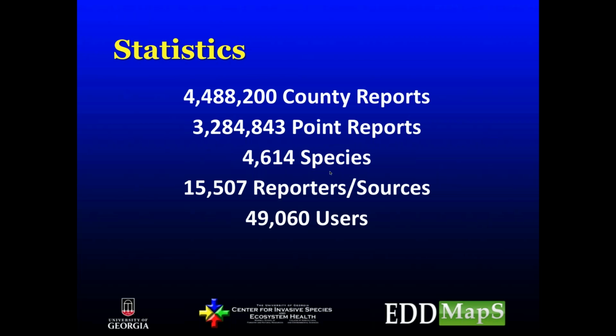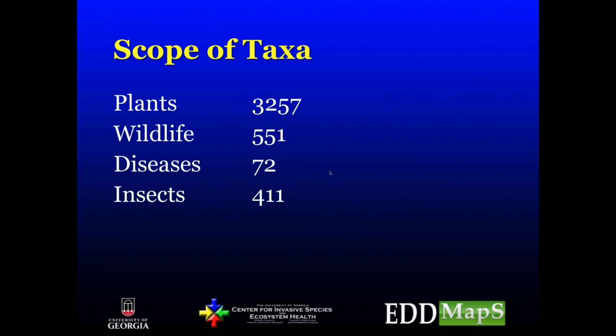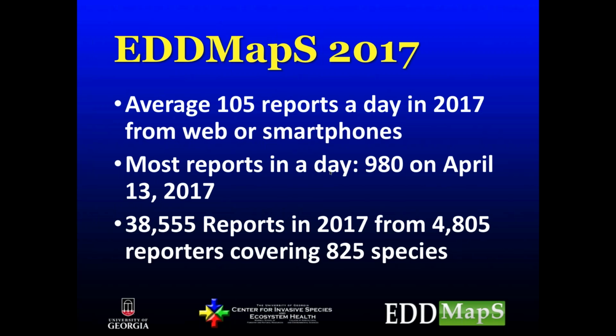And EDDMapS has grown in terms of data, now have over 4 million reports, with about 3.2 million of those having lat long associated with them. And that covers 4,600 species from 15,000 different reporters or sources. Most of the data is still plant related, but we are starting to get more and more wildlife data put in, as well as some insects and disease data. And some of that's even traditional agriculture data.